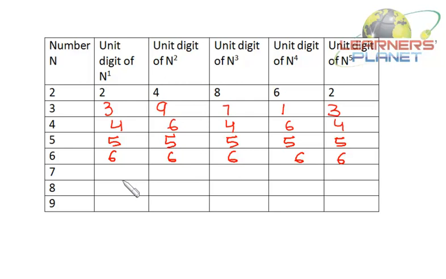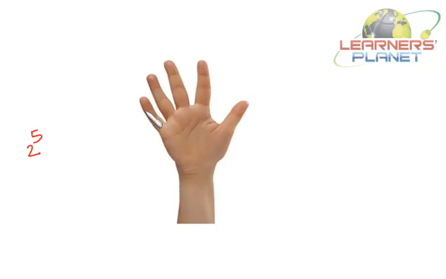Now we take the case of 7. Let's move to our hand. So it's 7 raised to 1, that is 7. 7 sevens are 49. I'll be getting 9. Then 9 sevens are 63. I'll be getting 3. Then 3 sevens are 21. I'll be getting 1. And 1 seven is 7. So further I'm getting 7. I started with 7 and I'm getting 7 at the end. So let's fill up the table.